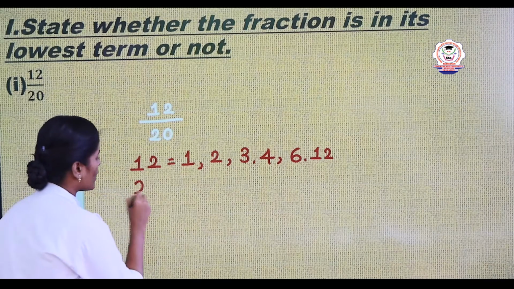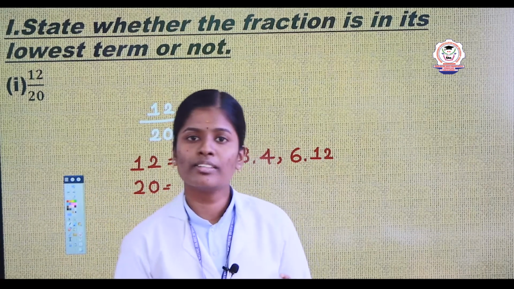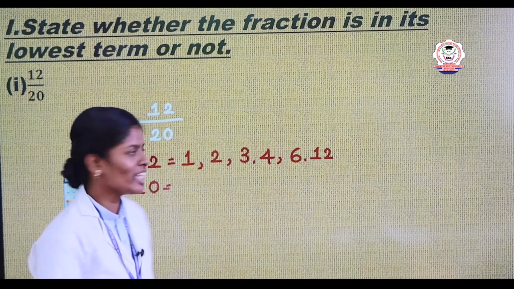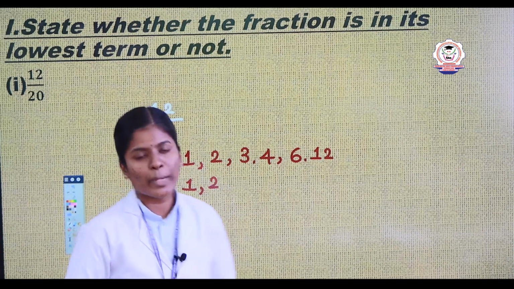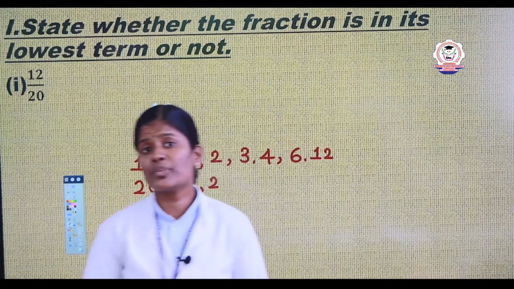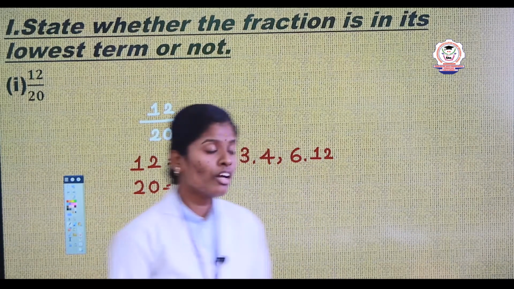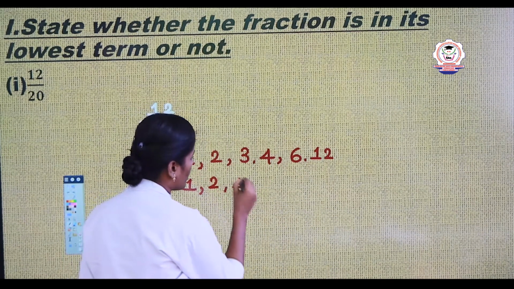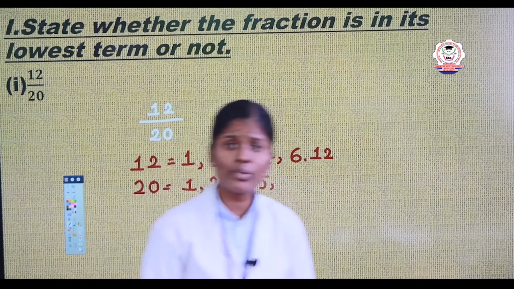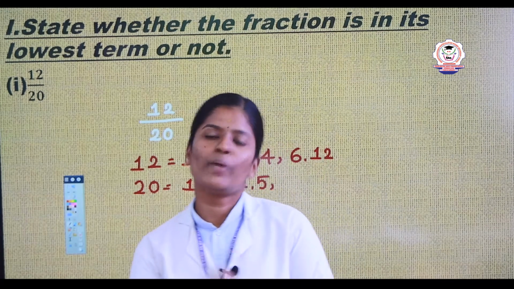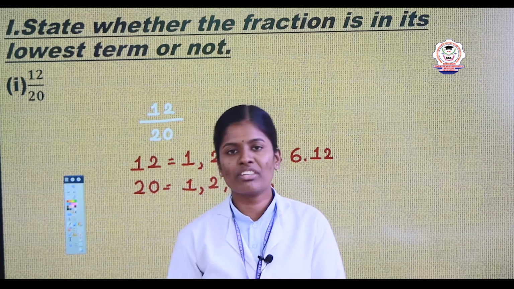Next we will take 20. The factors of 20. First 1 table. 1 table has 20? Yes, 1 20s are 20. 2 10s are 20. Now tell me, Tirumurugan, 3 table has 20? No, 3 table 20 is not possible. Next we will take 4 table. 4 5s are 20, then 5 4s are 20. Next 6 table. 6 table has 20? No, not possible. Next 7 table, 8 table, 9 table. These three are not possible for 20.